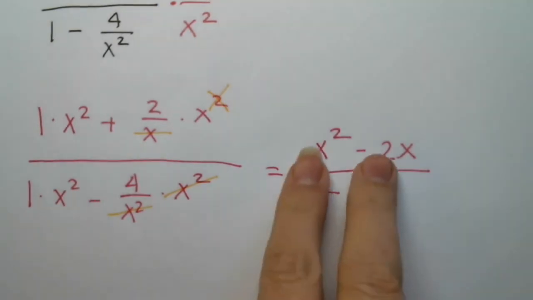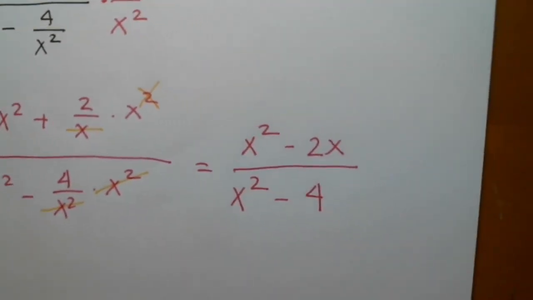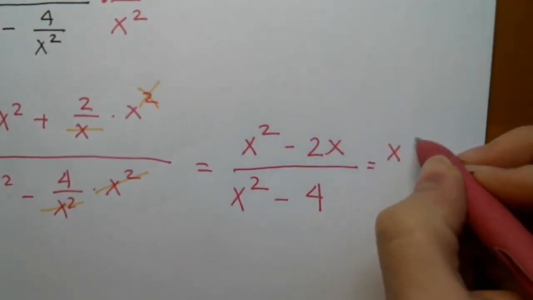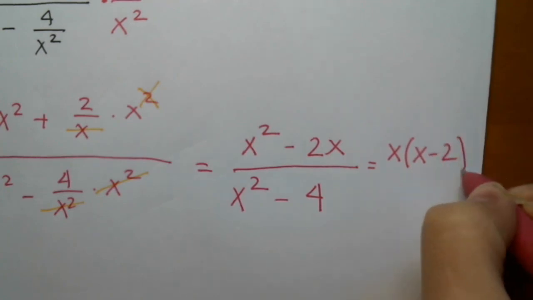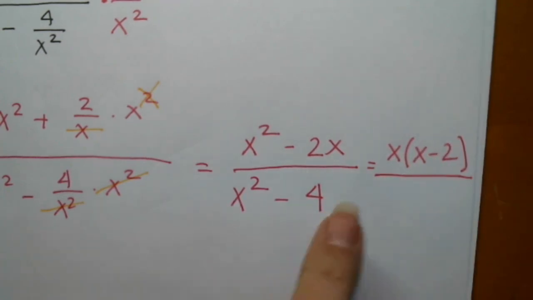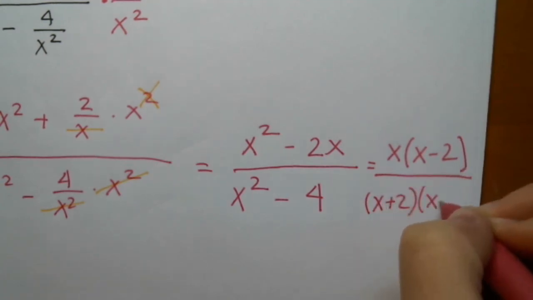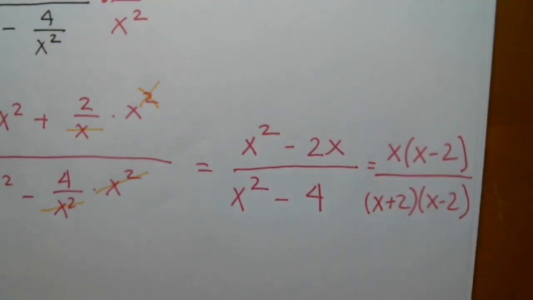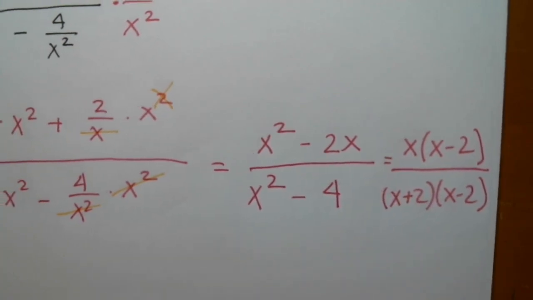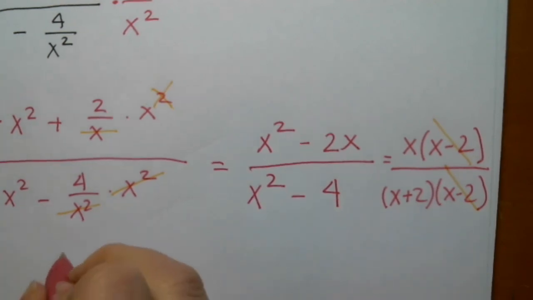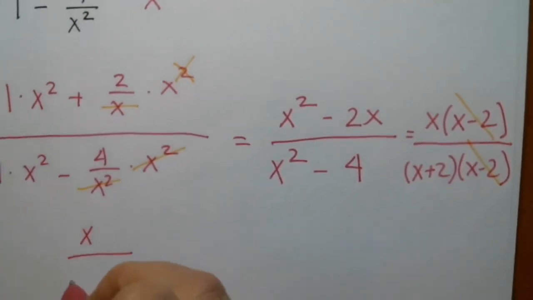I can factor this, so I see that these two have a common factor of x. And here this is the difference of squares, so I get x plus 2, x minus 2. So I can see my common factor of x minus 2. I'm going to cancel that, and I'm left with x over x plus 2.